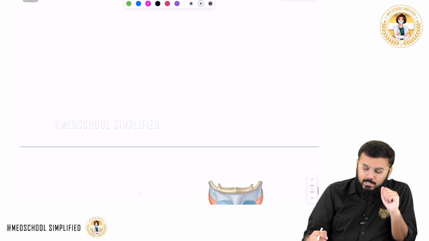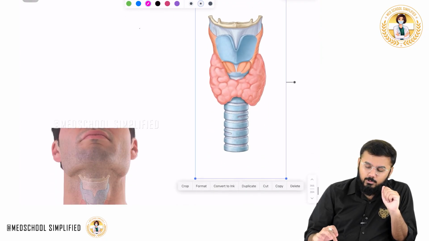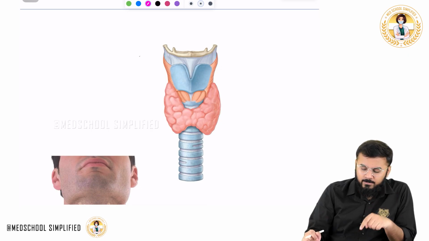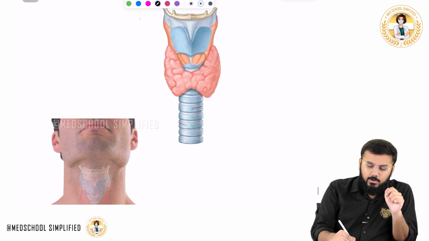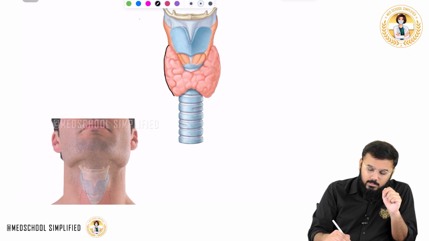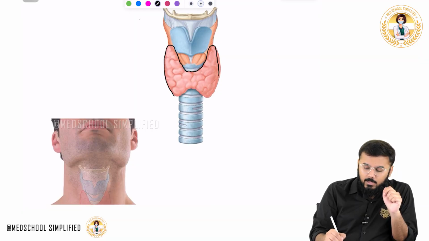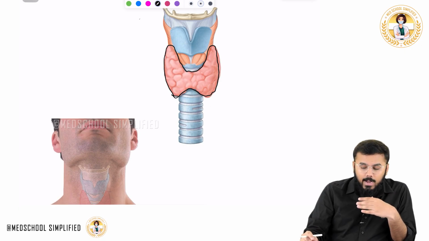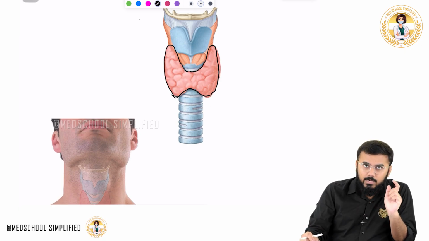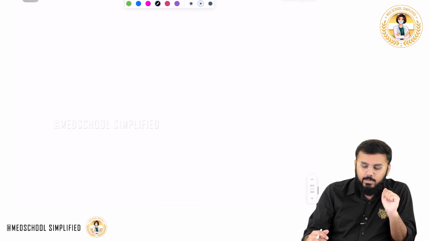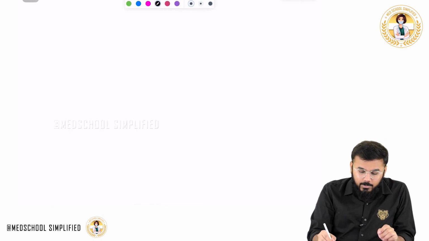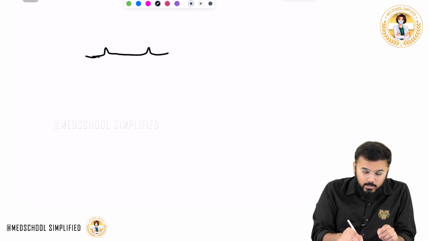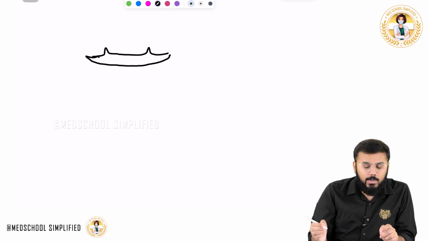And where exactly is the thyroid gland present? If you look at this picture, this represents your thyroid gland. Now, where is it present? This thyroid gland is wrapped around your cricoid cartilage and also around the superior rings of your trachea. What do I mean by that? For example, let us say you have a structure called the hyoid bone like this. This is your hyoid bone.